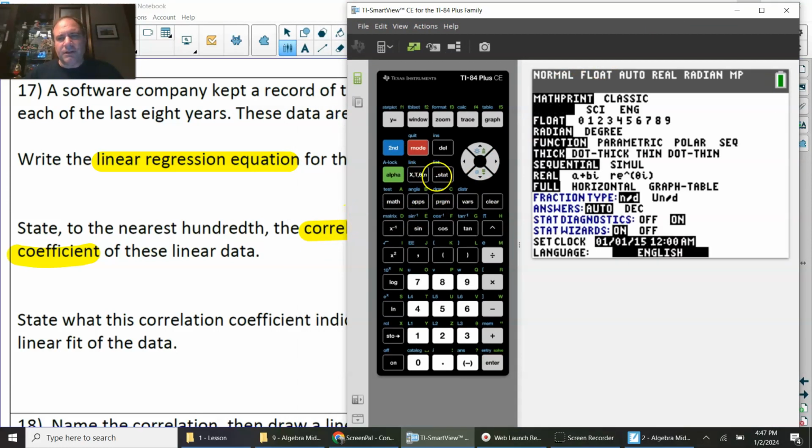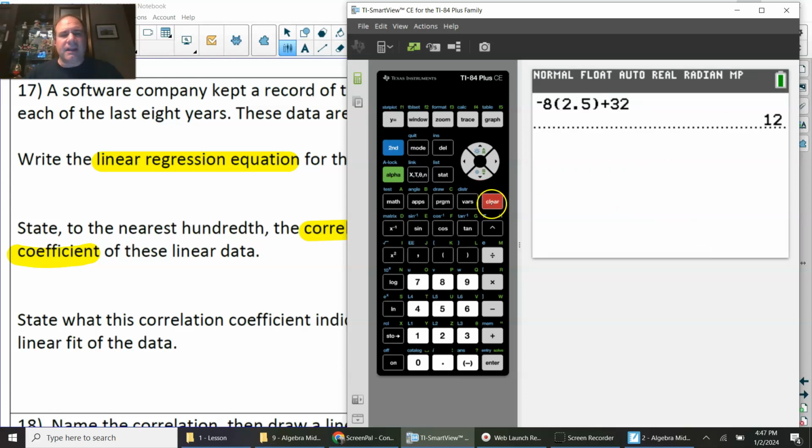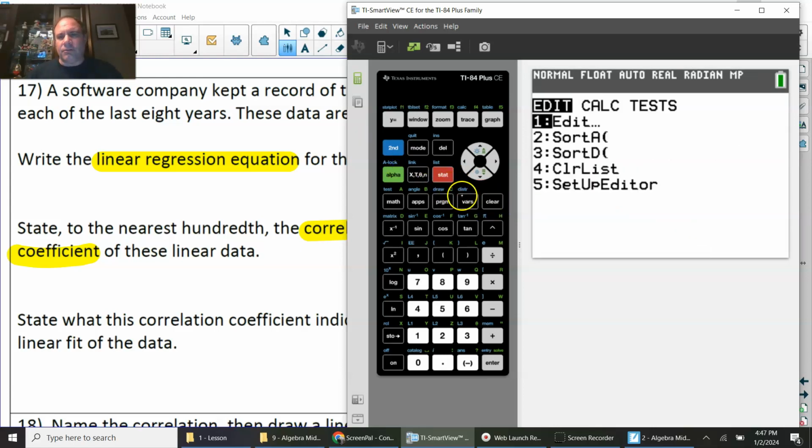Just press mode, and you see going all the way down. I'm going to press down, and I'm going down right here to stat diagnostics. And you see if it's off, you'll see the off shaded. It is on, mine is on, so I'm good. But every time you reset the calculator, it's automatically switched to off. So you have to remember when you reset the calculator to go to mode and switch the stat diagnostics on. I'll make a note of that on this review sheet.